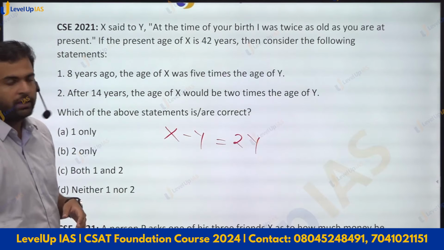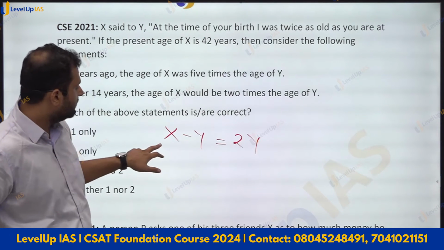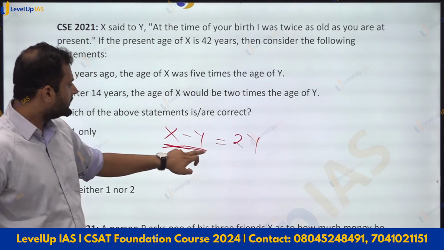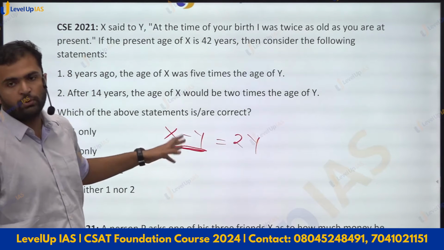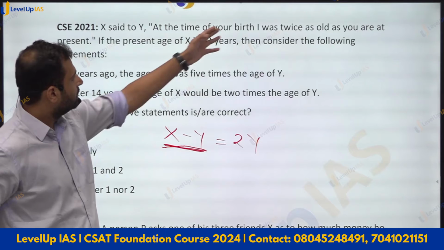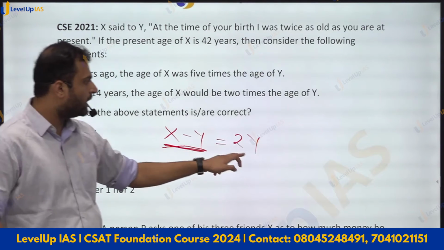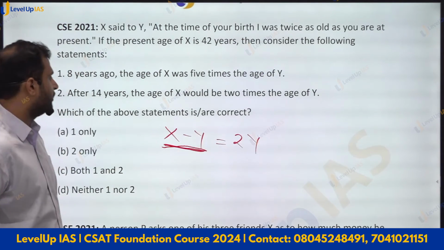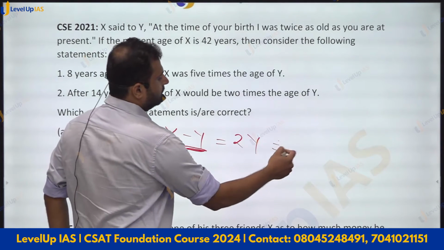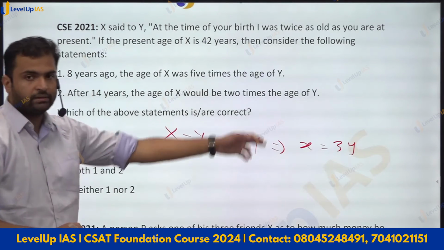Y's age today, that is the first statement. At the time of your birth, that is at this age, X was X minus Y years old when Y was born. So X was twice as old as Y is today. Y is today Y years old. So we have this equation, X is equal to 3 times Y.